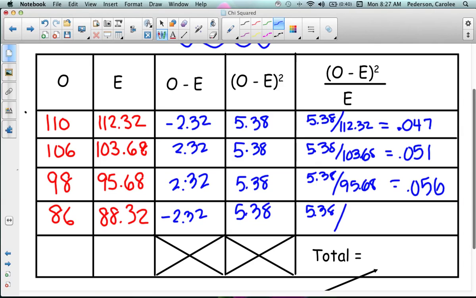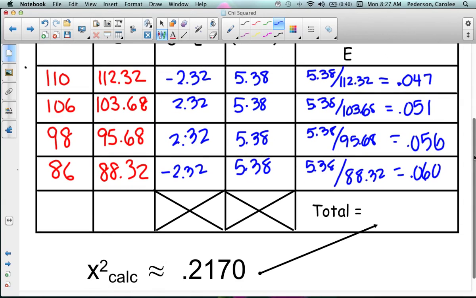And then divide it by the expected. So 5.38 divided by 88.32. And we get 0.069. And now what we do is we total up these four numbers. 1, 2, 3, 4. That's the sum, 0.2170. This is the chi-squared value.